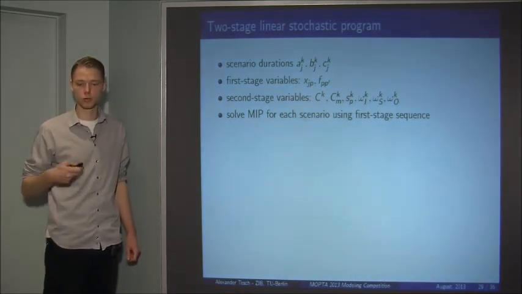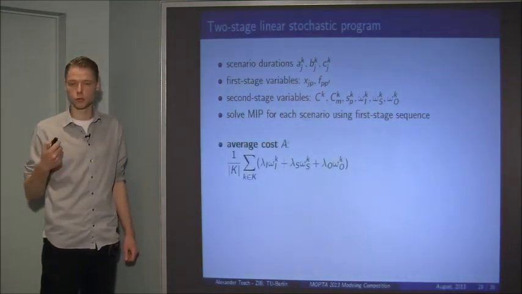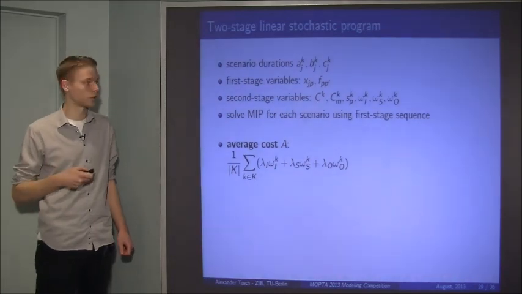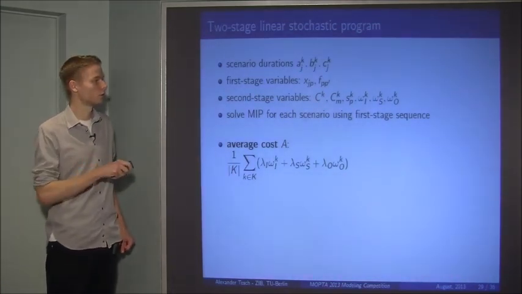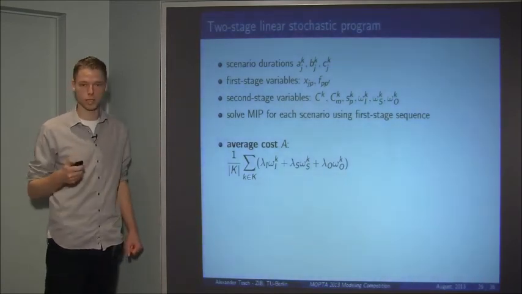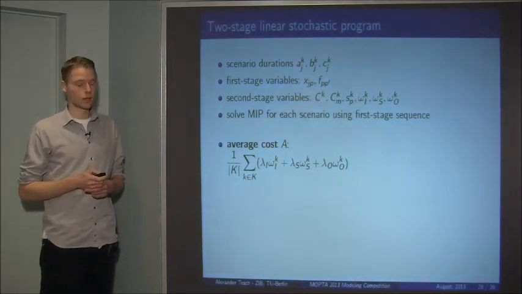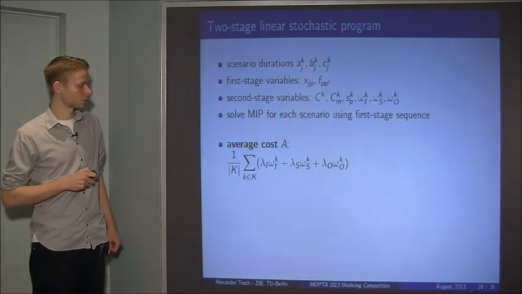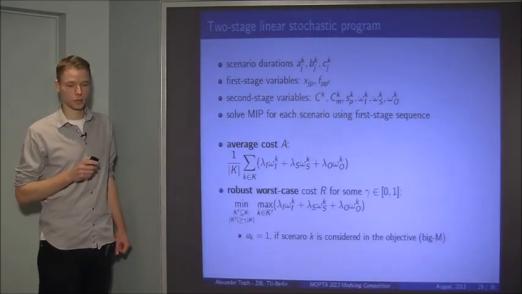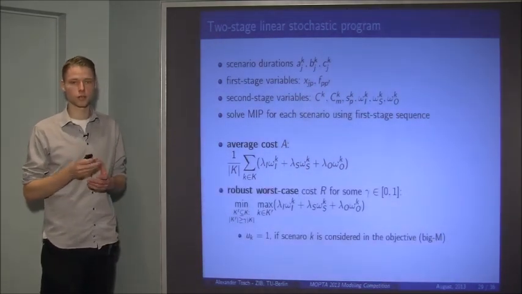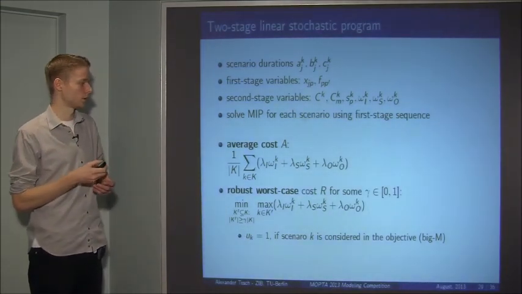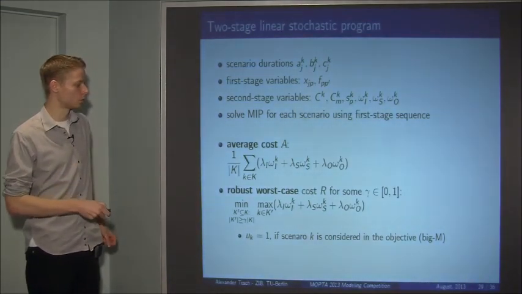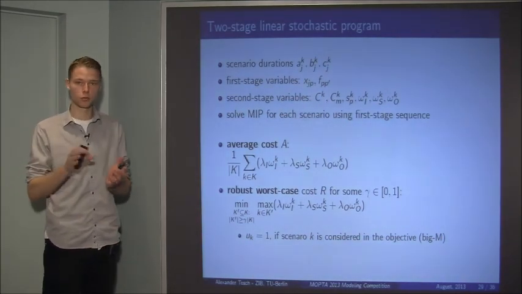a mixed integer problem for the given first stage sequence, and this will result in different variables for the second stage variables. And we consider average cost, this one, and we consider robust worst case cost, that is the worst case cost that is attained with a minimum probability of gamma of the scenarios.